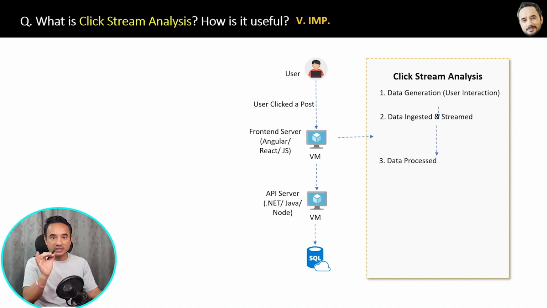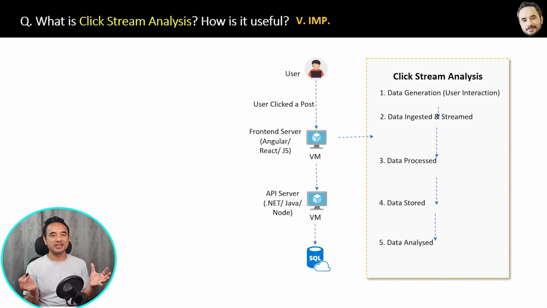After this, the fourth step is data storage, meaning the prepared data will be stored somewhere. And finally, in the fifth step, the stored data will be analyzed by Facebook to take decisions, like what kind of feeds or ads Facebook will show you in the future, so that you are more engaged and spend more time on the Facebook platform. So that is the high level idea of click stream analysis.